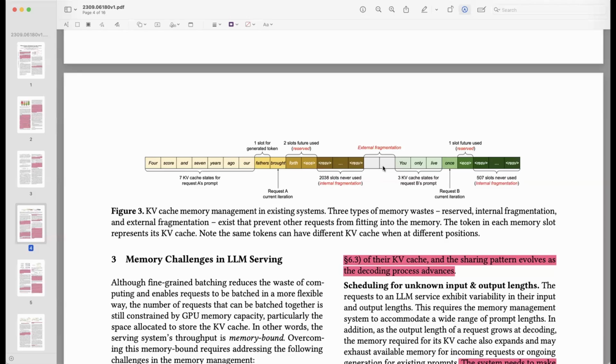How do I explain this? Suppose before this memory state, there was another request which was allocated from this point onwards. Then that request got over, so you deallocated the memory, and another request came in and you allocated it from here. Now you have these two token spaces left. Every request that requires KV cache space longer than these two token spaces is never going to use them.